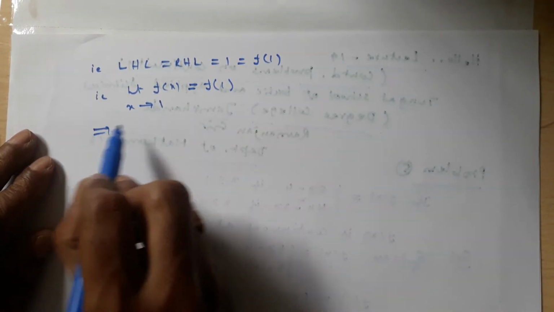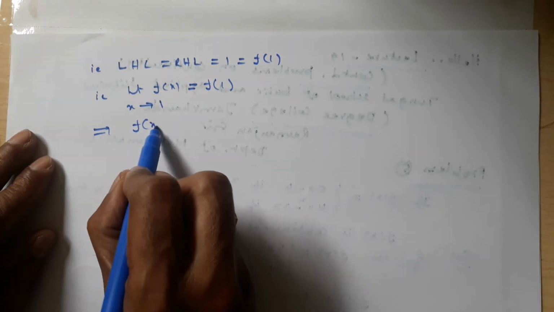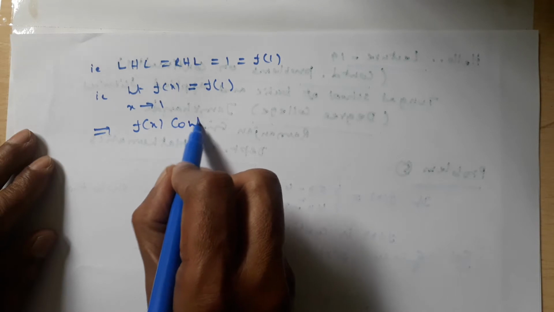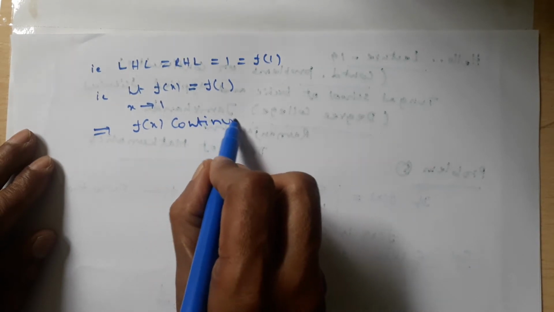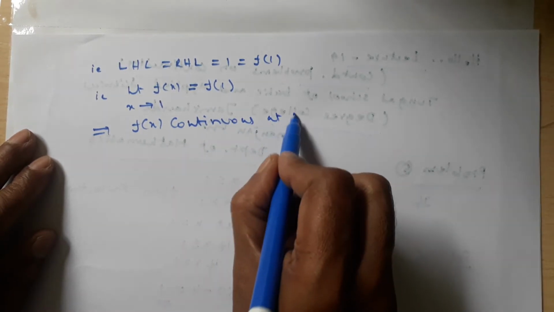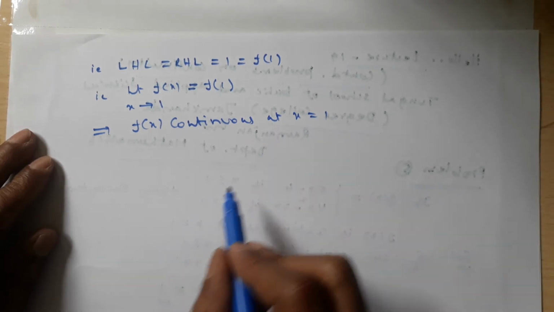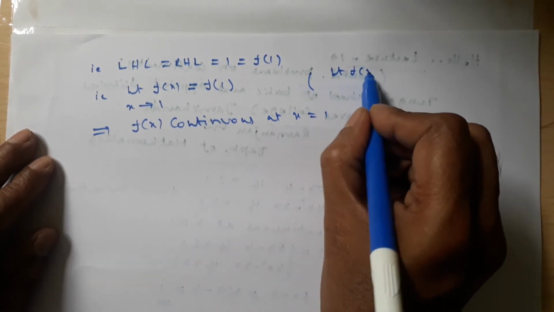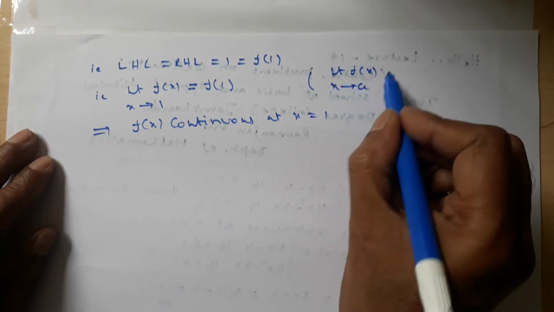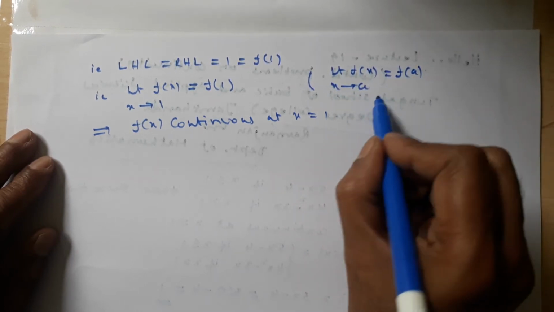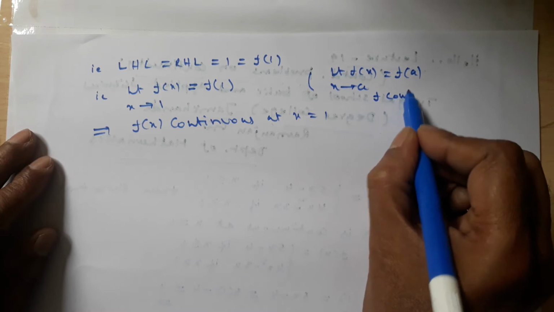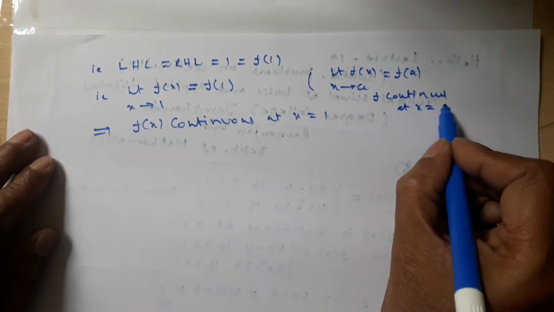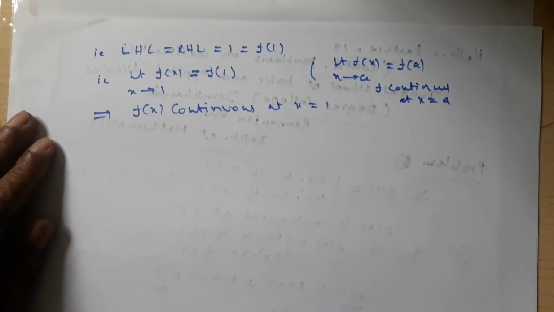This implies f of x is continuous at x equals 1, because by definition, if the limit of f of x as x tends to a is equal to f of a, then we can say that f is continuous at x equals a. This is all we have in the definition.